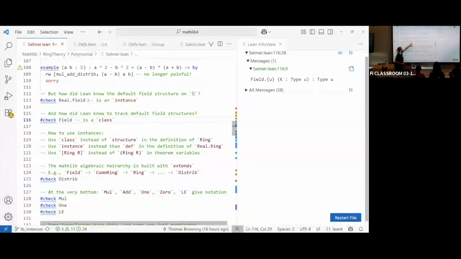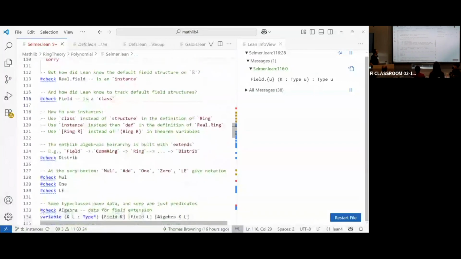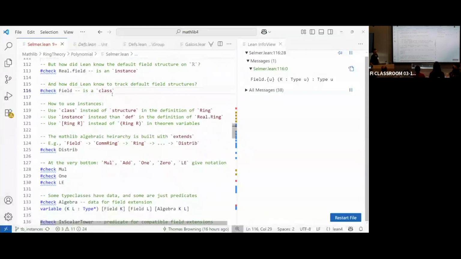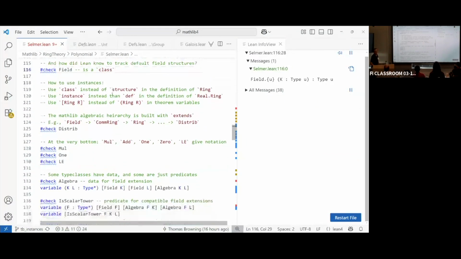If you say instance without saying class, it'll say, hold up, you want me to treat this as an instance, but field isn't a class. If you say class and you could have said structure, then you never use it as an instance. It makes no difference. I assume maybe there are performance reasons if you just call everything a class, but who knows.